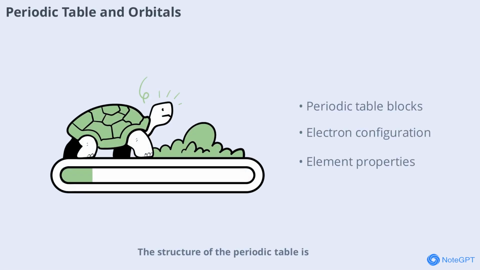The structure of the periodic table is closely linked to the arrangement of atomic orbitals. Elements in the same group have similar electron configurations, which gives them similar chemical properties. The periodic table is divided into blocks s, p, d, f based on the type of orbital being filled. This organization helps us predict the behavior of elements.